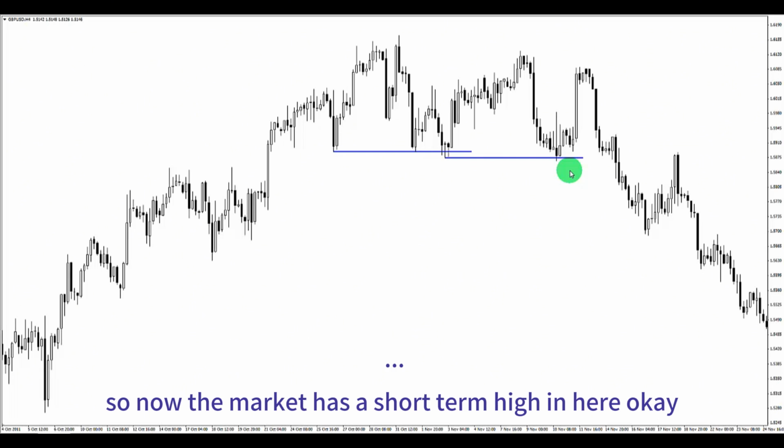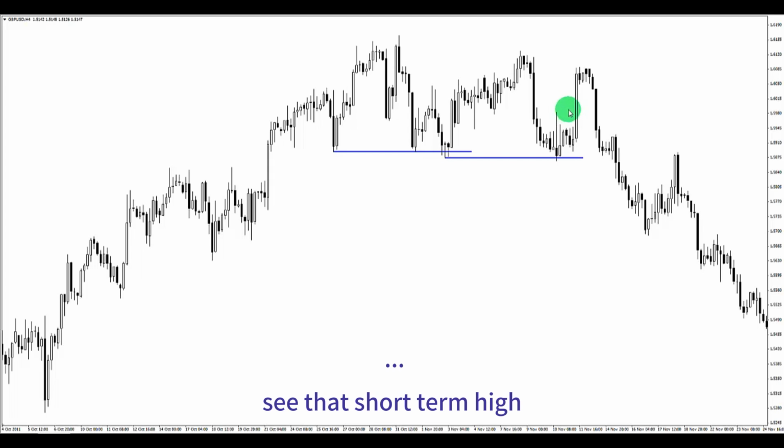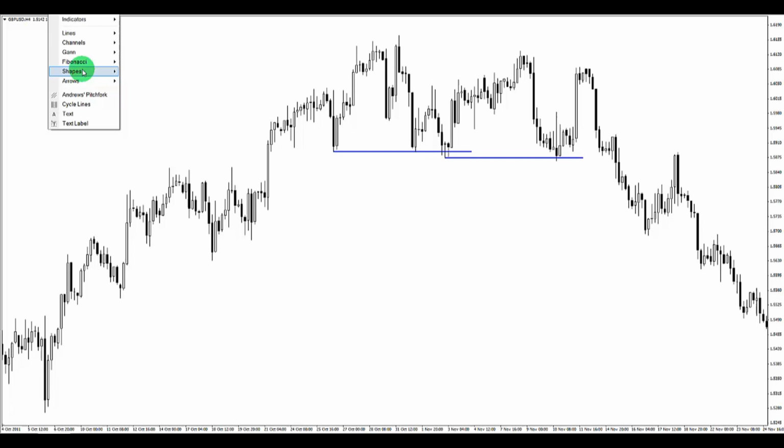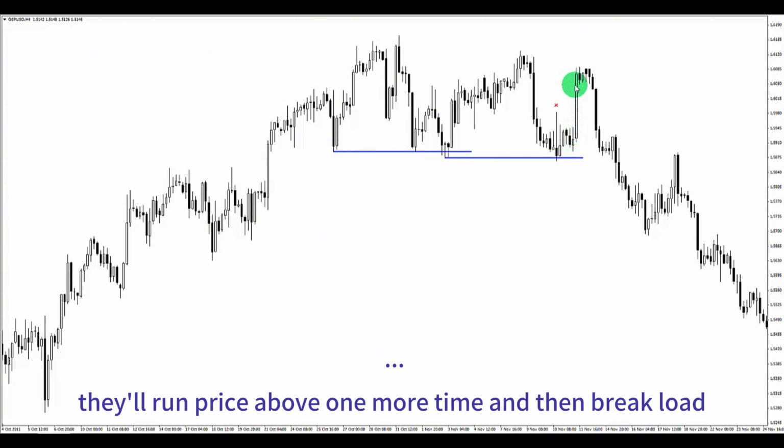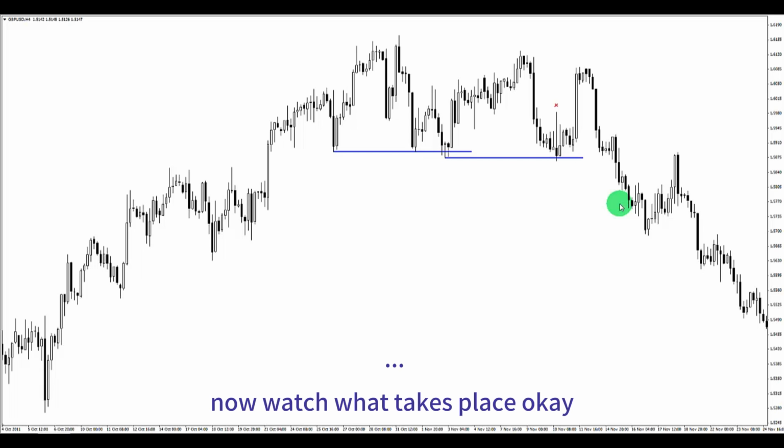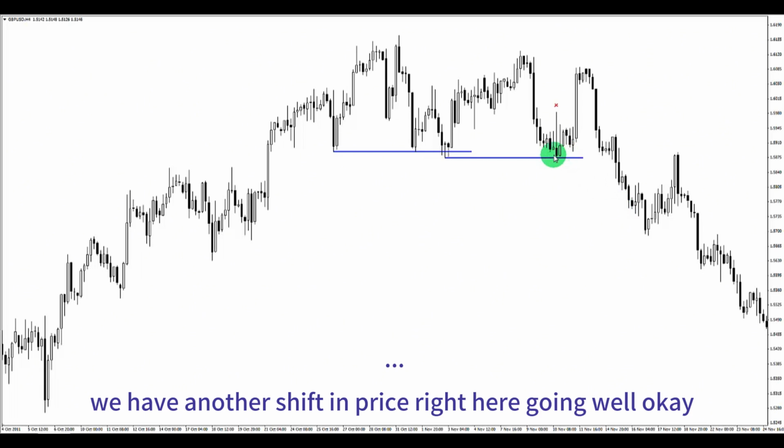Okay, so now the market has a short-term high in here. See that? Short-term high. So stops would be resting just above this price point right there. They'll run price above one more time and then break lower. Now watch what takes place. Okay, we have another shift in price right here going lower.